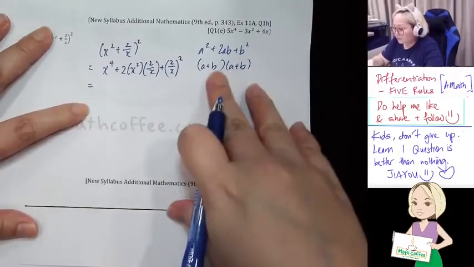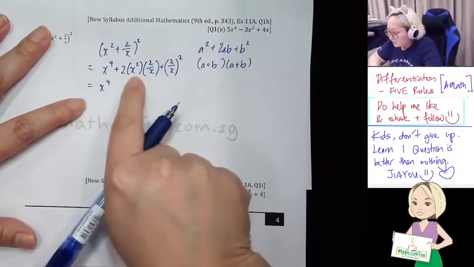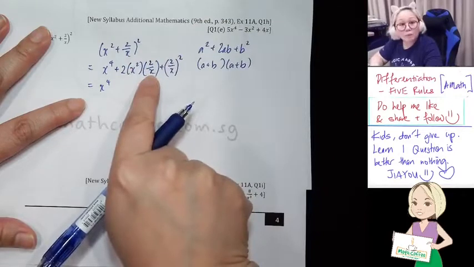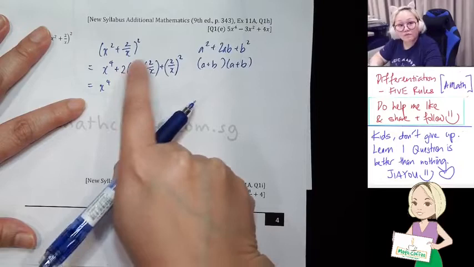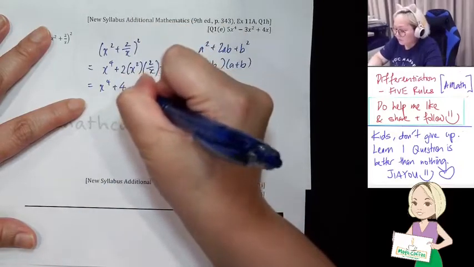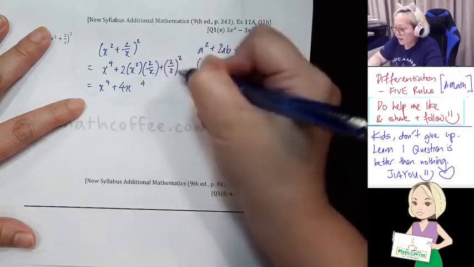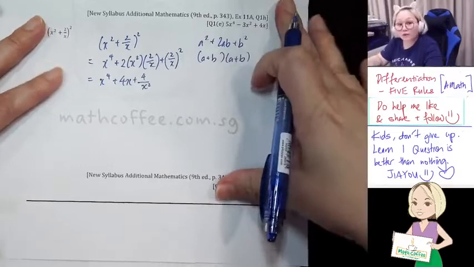Okay, so let's simplify this. So this is x to the power of 4, of course. Look at this. 2 times 2, so we know it's 4. This x squared times 1 over x is just x, because I cancel the x, so it becomes 4x. So the middle becomes 4x. And this one is 2 squared, so it's 4 over x squared. Okay, but we are not done yet.